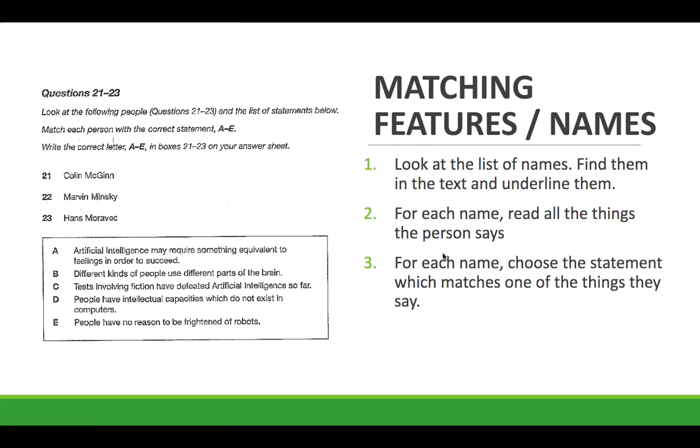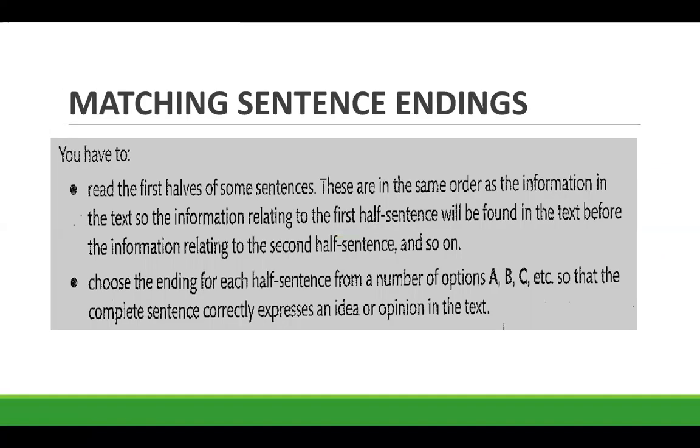Look at the list of names, find them in the text, and underline them. For each name, read all the things that the person says. For each name, choose the statement which matches one of the things they say. Kasi the name can never be changed, so we could use it as our keyword.